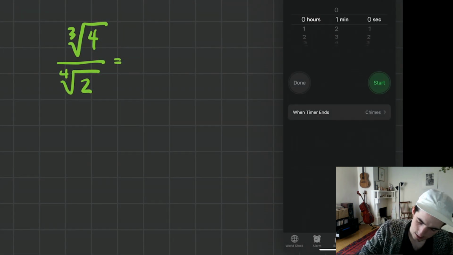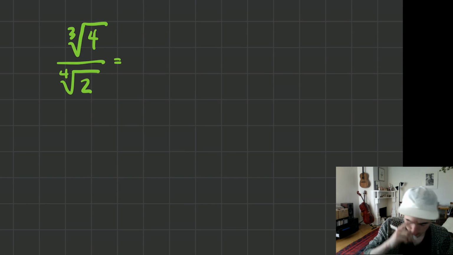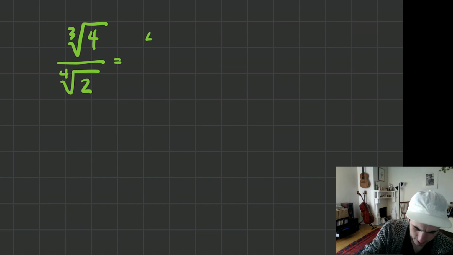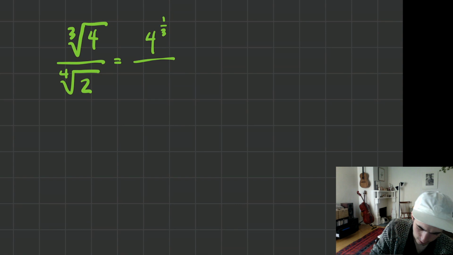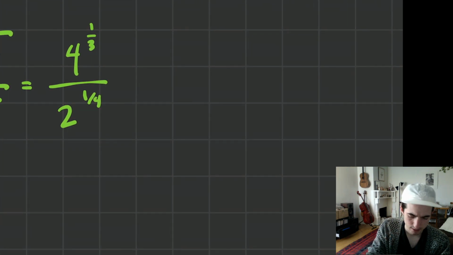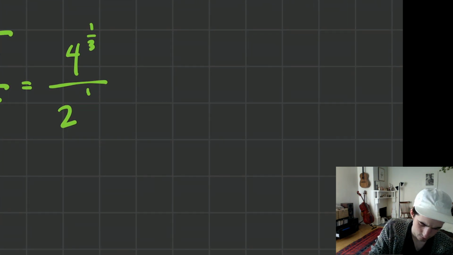Okay, that's enough. So what we're going to do is write each of these as a fraction. We'll use some fractional exponents. So this one over here, this is 4 to the power of a third over 2 to the power of a quarter. Okay, so that looks all right. And let me write that fraction nicely.